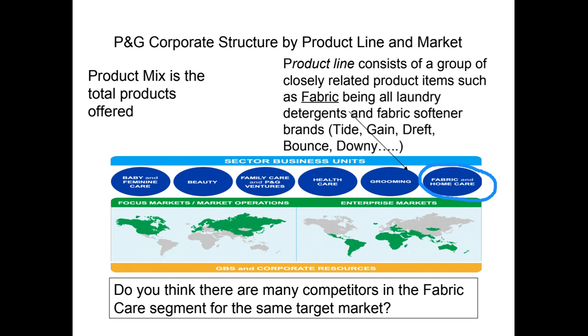So if I were to ask you, do you think there's a lot of competitors in the fabric care segment? Do you think fabric is a highly competitive product? Yeah, absolutely. Yes, it is. All you need to do is go to the grocery store and say, okay, what are all my choices, let's just use laundry detergent, right? So what are some of the laundry detergent brands out there besides Tide, Gain, or Draft? What are some other ones? Ecos, All, yeah. It's funny that all three of you thought of that one at the same time. Purex, perfect.